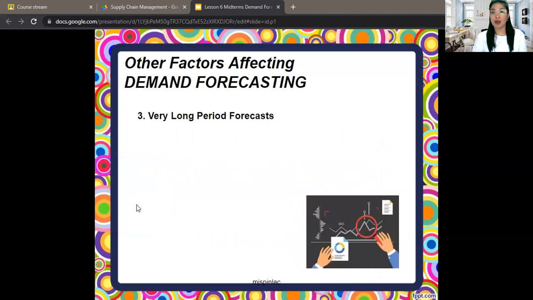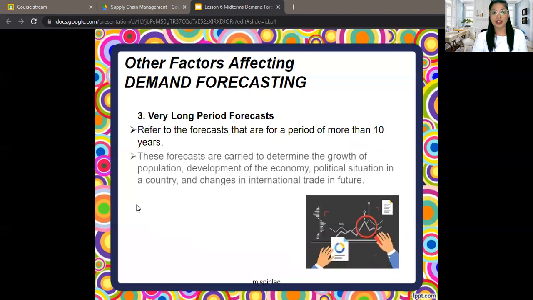Next is very long period forecast. These refer to the forecasts that are for a period of more than 10 years. These forecasts are carried out to determine the growth of population, development of the economy, political situation in the country, and changes in international trade in future.